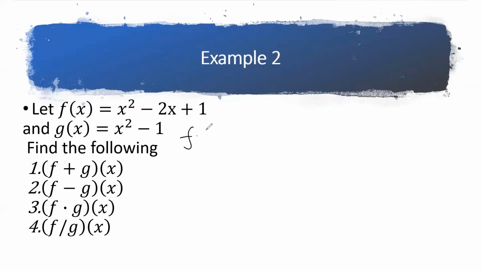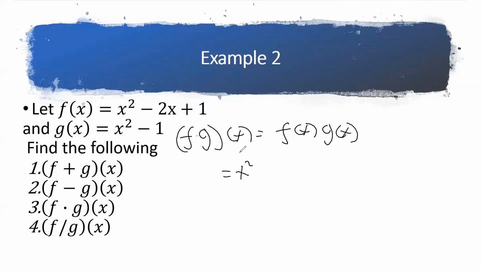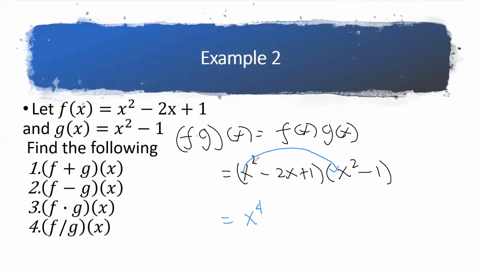So number 3, this is f times g of x. So we're going to multiply the f of x and the g of x. So the f of x is equal to x squared minus 2x plus 1 times the g of x, which is x squared minus 1. Now what we're going to do here is distribute this trinomial to the binomial. So x squared times x squared is x raised to 4. Remember that when we multiply variables, we add their exponents. So x squared times x squared, that is 2 plus 2 is 4.